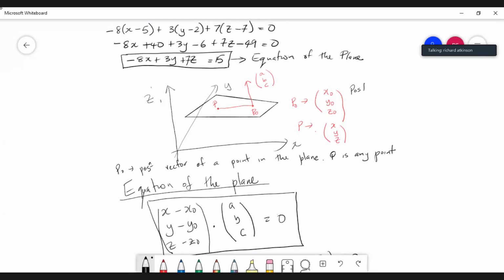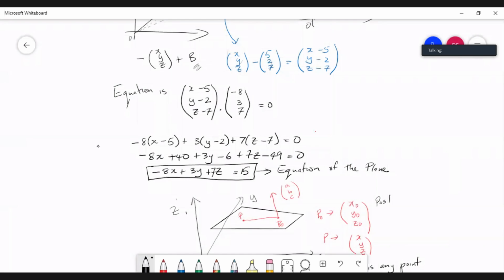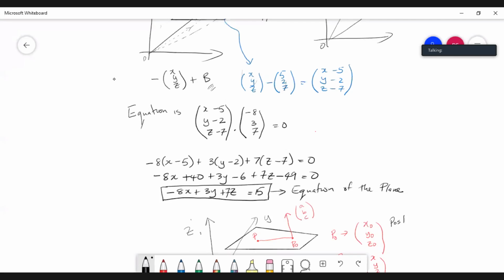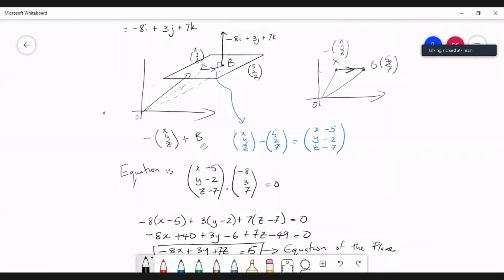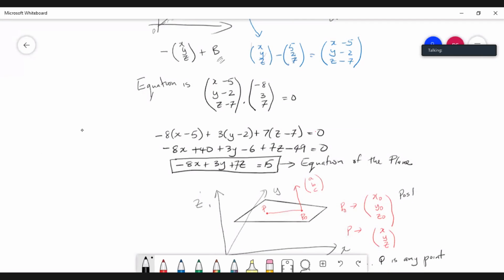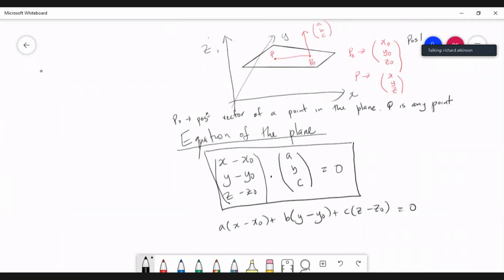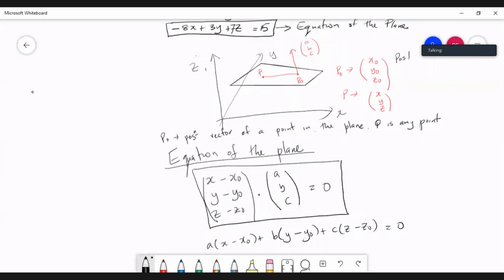Pull back up a little, sir. Which part? Pull back up. Straight to the end. Yeah, that's good.